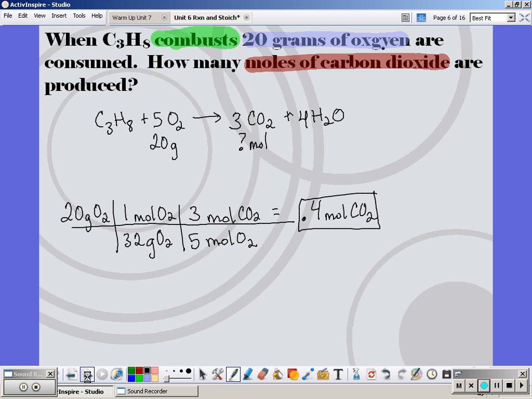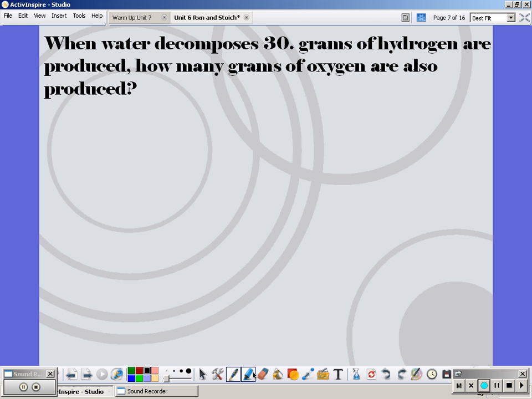Here the problem tells me that water decomposes. So I know it's a decomposition reaction. My reactant is water. Water will decompose into the elements hydrogen and oxygen, both of which are diatomics. So to balance it, I need to put a 2 there and a 2 there.